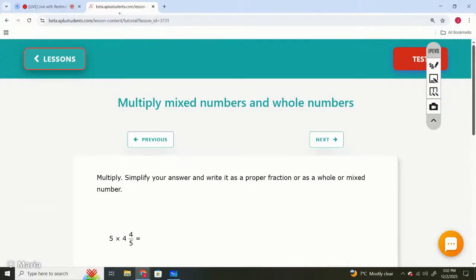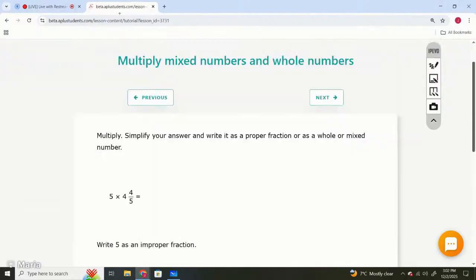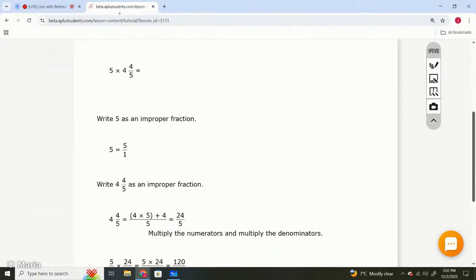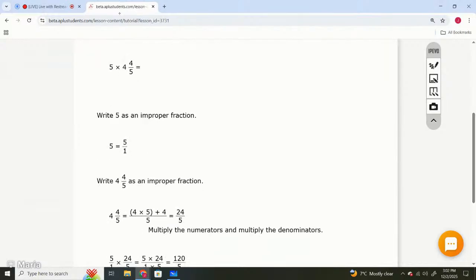Multiply. Simplify your answer and write it as a proper fraction or as a whole or mixed number. 5 times 4 whole 4 by 5. So we need to write 5 as an improper fraction. So we can write it as 5 by 1, right? Now write 4 whole 4 by 5 as an improper fraction.